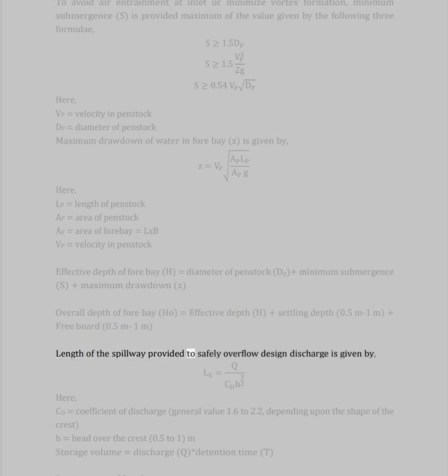Length of the spillway provided to safely overflow the design discharge is given by L equals Q / (Cd H^1.5). Here, Cd equals coefficient of discharge, general value 1.6 to 2.2, depending upon the shape of the crest. H equals head over the crest, 0.5 to 1 m. Storage volume equals discharge, Q, times detention time, T.